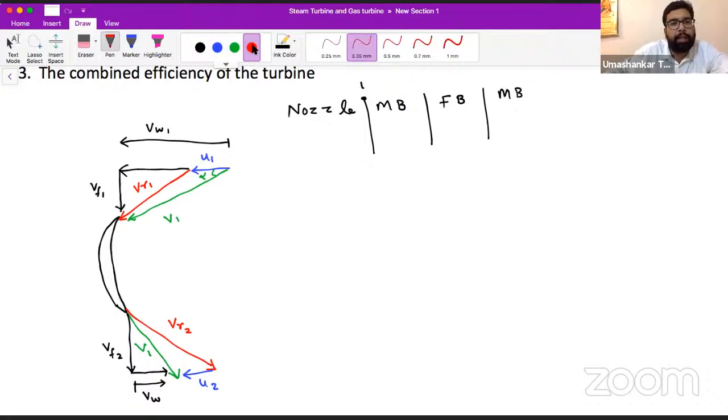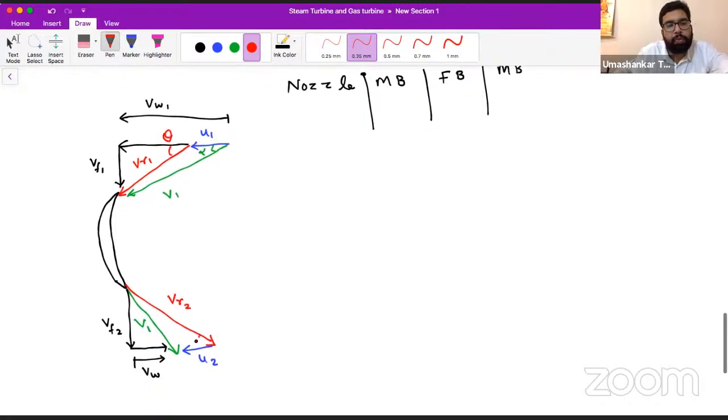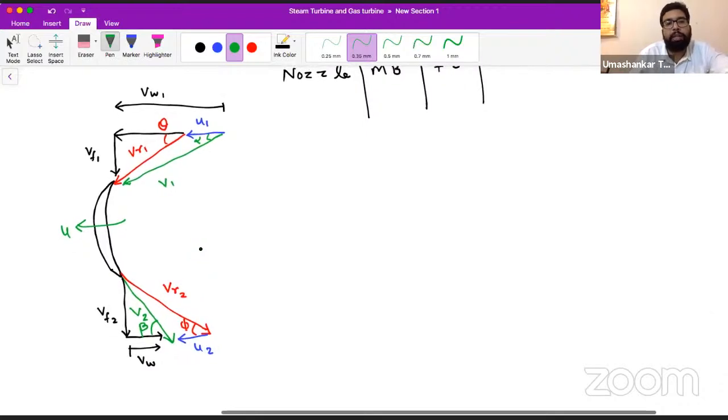We know the angles in it. This is alpha, this is theta, this was phi. These were the blade angles, and this was beta. Now, this was the first row of the moving blade. This is V2, right? Thank you, Harsh. We have seen that our moving blade is moving in this direction. All of this we saw in the last class.